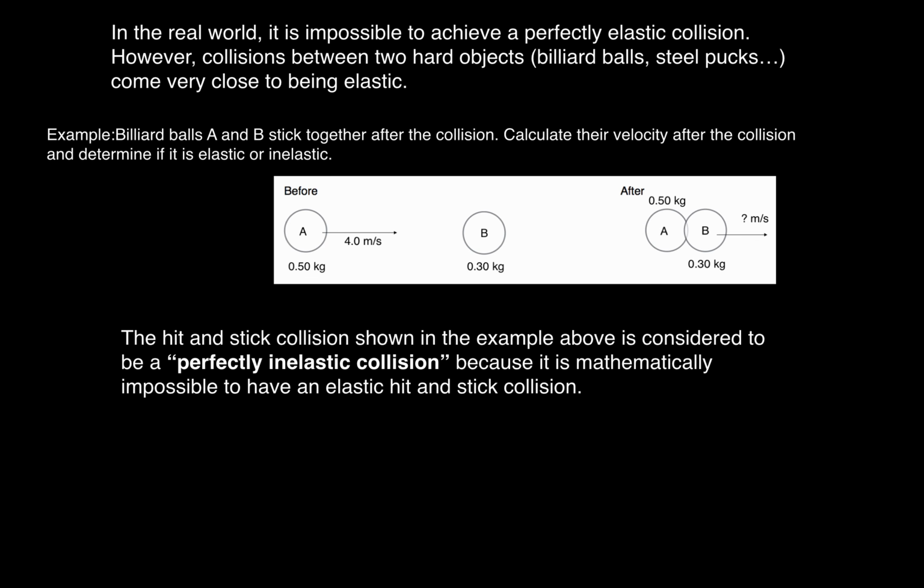The hit-and-stick collision shown in this example is considered to be a perfectly inelastic collision. This is because it is mathematically impossible to have an elastic hit-and-stick collision. All hit-and-stick collisions are referred to as perfectly inelastic collisions because of this property.